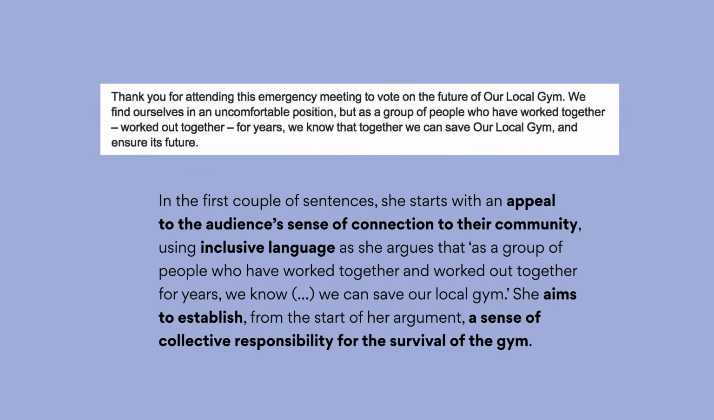In the first couple of sentences, she starts with an appeal to the audience's sense of connection to their community using inclusive language, as she argues that as a group of people who have worked together and worked out together for years, we know that we can save our local gym. She aims to establish from the start of her argument a sense of collective responsibility for the survival of the gym.